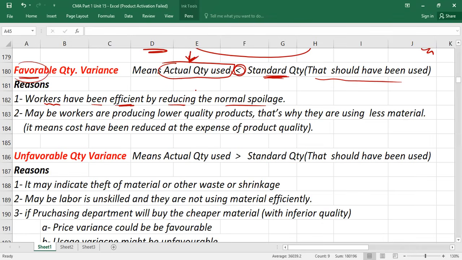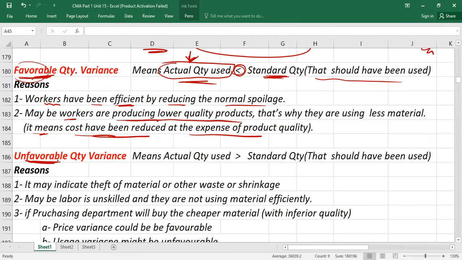Number two, why is actual quantity less? Maybe the workers are producing lower quality product. Obviously, when you are compromising on the quality, you also pass waste material on the product. So when you produce lower quality product, actual quantity used will be less. Okay. When you are producing lower quality product, it means costs have been reduced at the expense of the product quality. Now, on the other hand, we have a favorable quantity variance. Now I'm talking about unfavorable quantity variance.